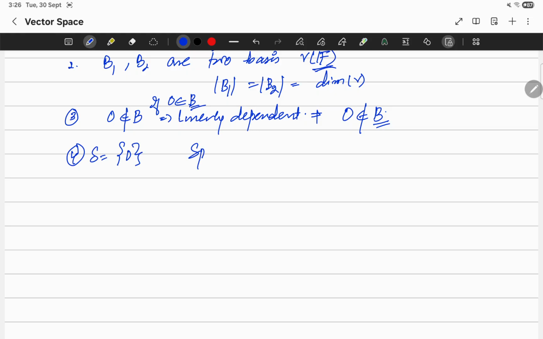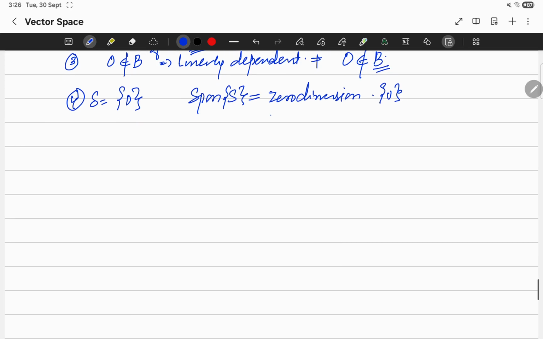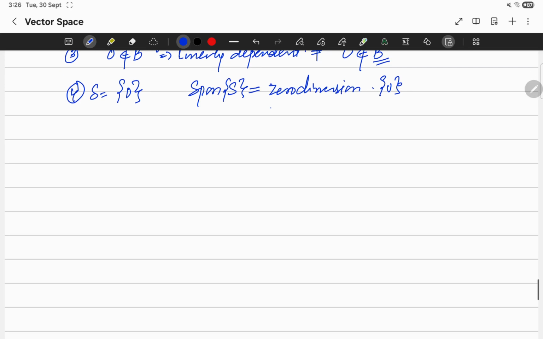Another property: if you take the zero vector only as your S, then the span of this S is the zero vector space, that is the 0 dimensional vector space. So that is alpha times 0, which gives you 0. We have seen the dimension of R is 1, and the dimension of R2 is 2.